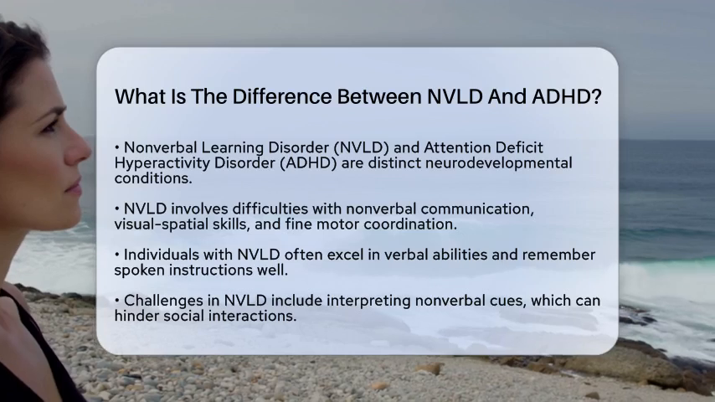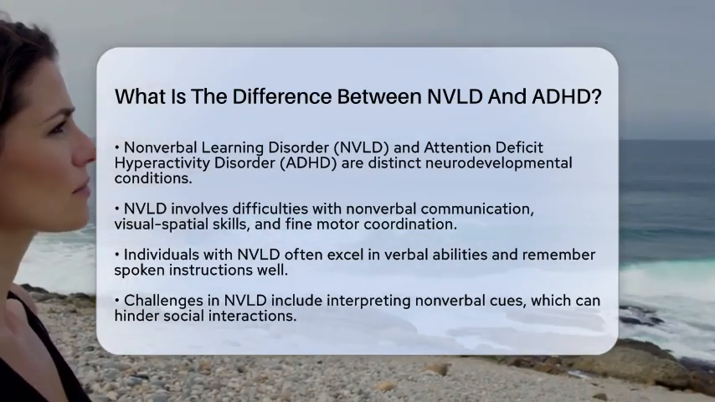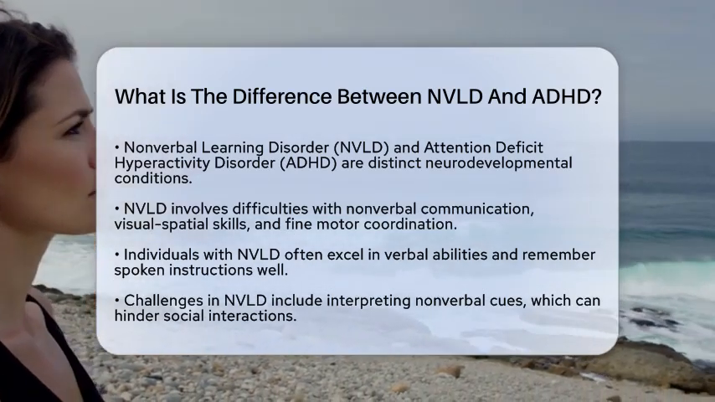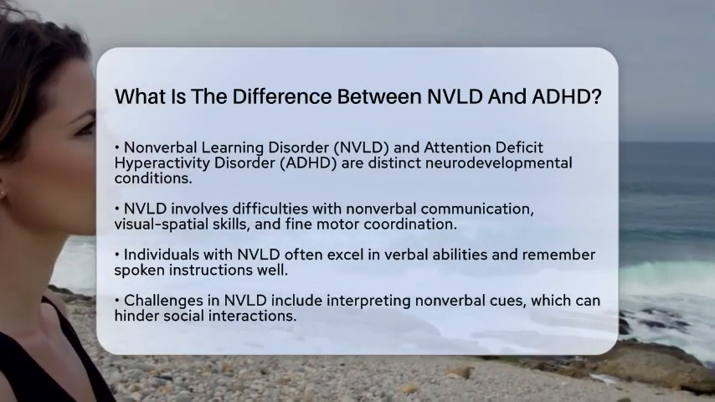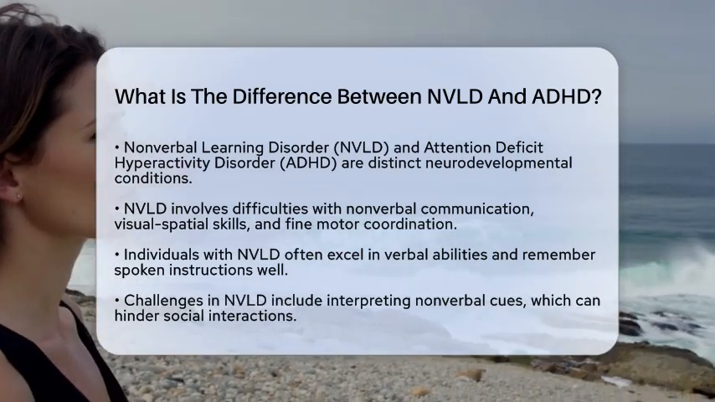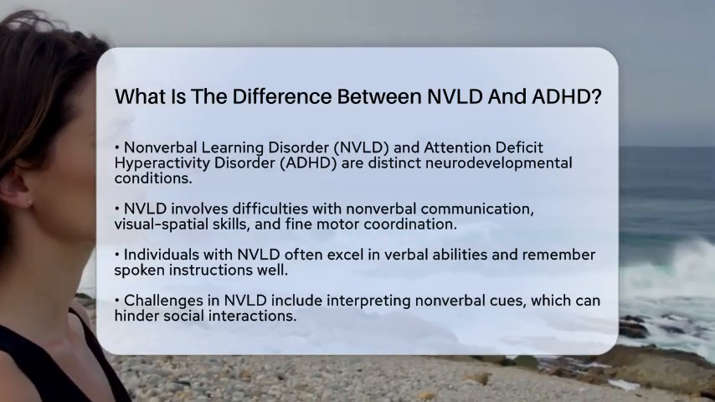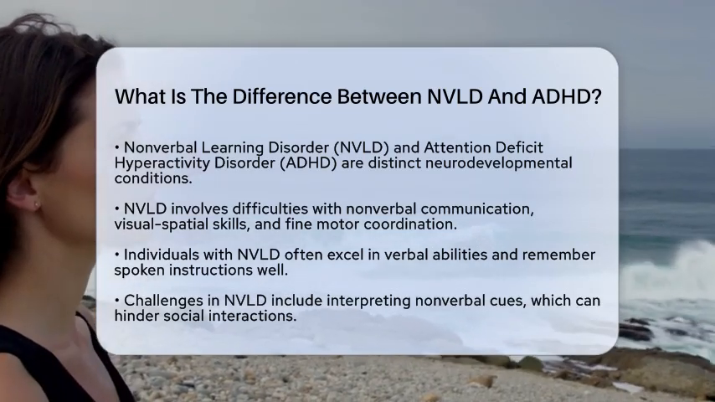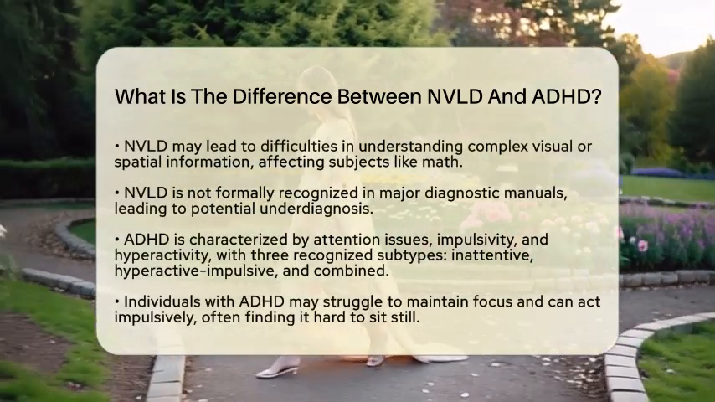People with nonverbal learning disorder often have strong verbal abilities. They tend to remember spoken instructions well, but they struggle with interpreting nonverbal cues like body language and facial expressions. This can make social interactions difficult. Additionally, individuals with nonverbal learning disorder may have trouble understanding complex visual or spatial information. This can lead to challenges in subjects like math or tasks requiring visual organization. These difficulties are consistent and do not change based on motivation or interest.